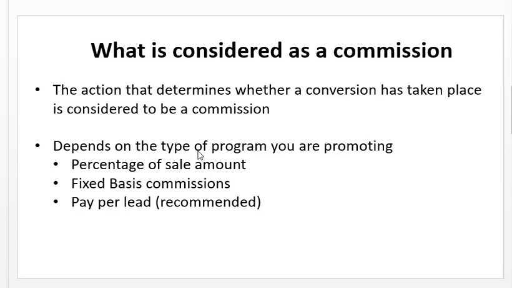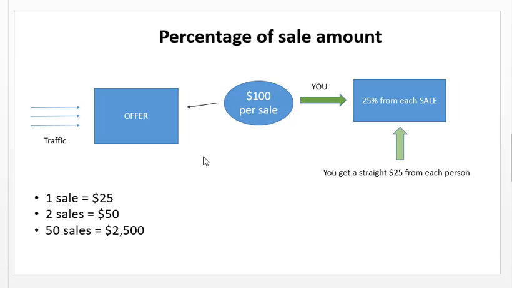So depending on the type of program you are promoting, there are three kinds of affiliate offers you can promote: a percentage of the sale amount, fixed basis commission, and pay per lead. So what is percentage of sale amount? Just let me take my handy pen tool.